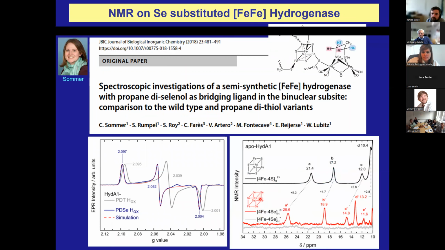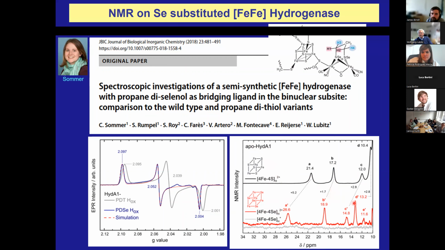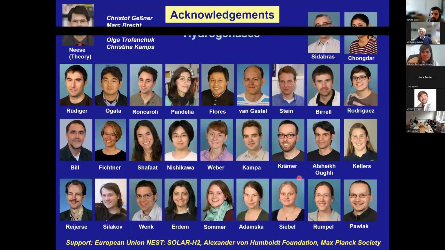Here is the 4-iron-4-selenium cluster in the HydA1 APO enzyme. You see how the lines are shifting, and this has all not been exploited very much, but it is possible. So as I said in the beginning, all this work has been done by various co-workers, and this is a group of people. I hope that I have not forgotten somebody.